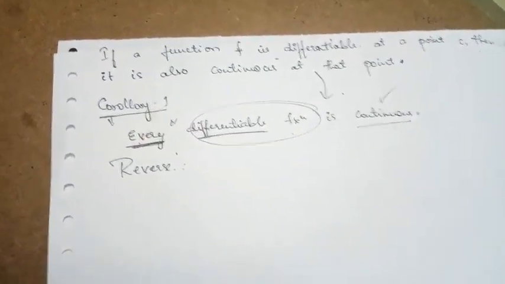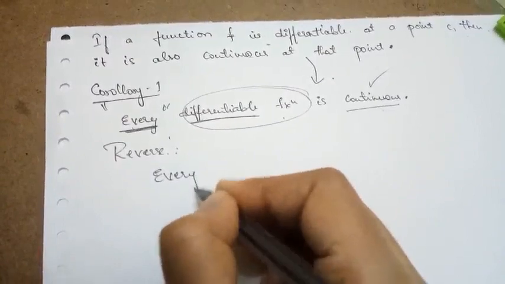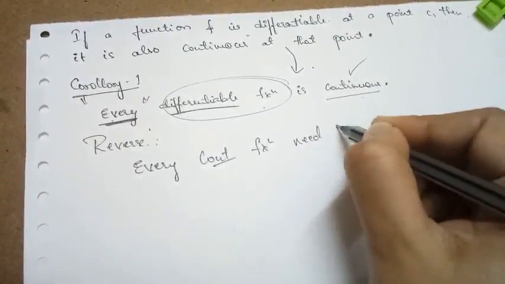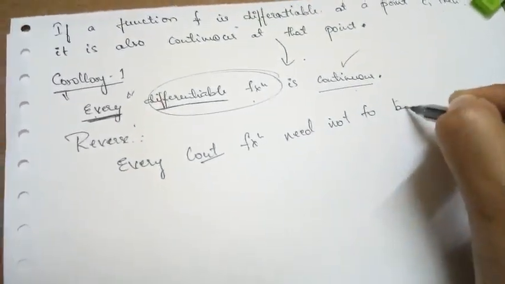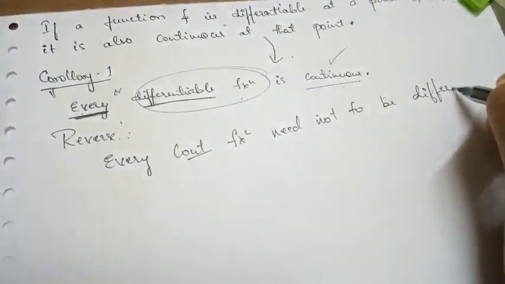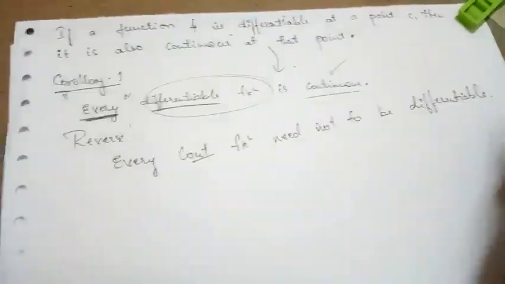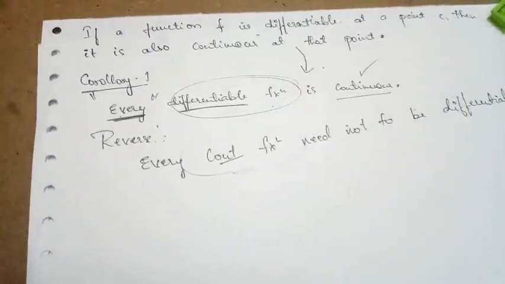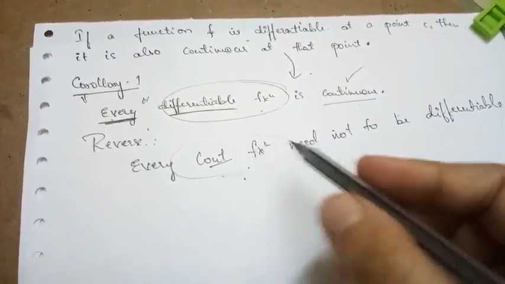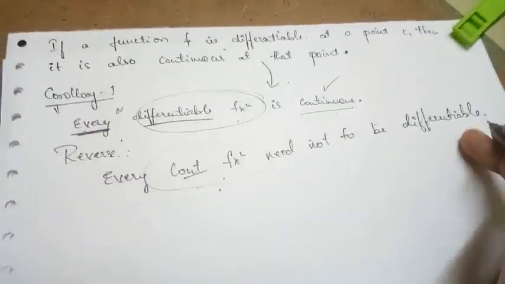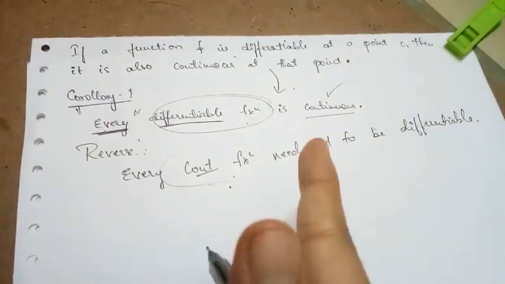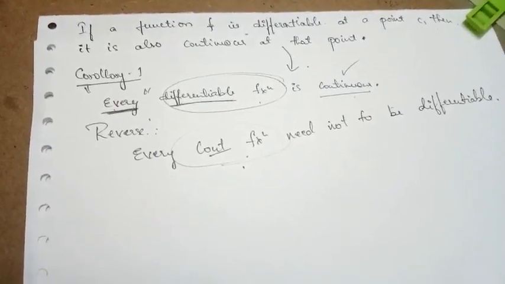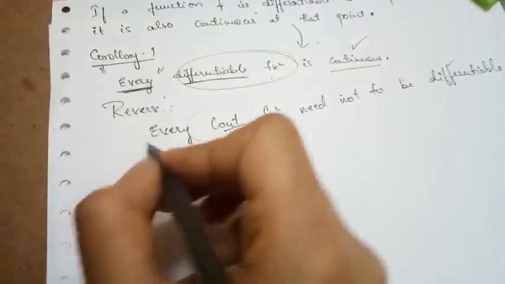That is, every continuous function need not be differentiable. That means if I consider a certain continuous function, by looking at the function you can say this function is continuous. Since it is continuous we can't say that the function is differentiable, but if it is differentiable, then you can say for sure that it is a continuous function. But if it is continuous, you can't judge by looking at the continuity that it is differentiable.